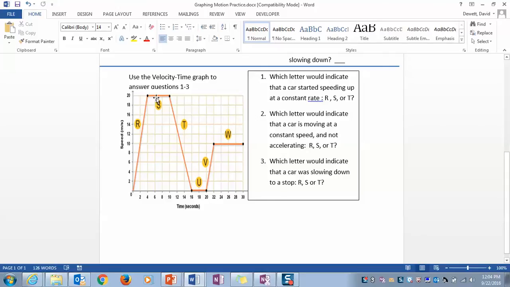Number 2, which letter would indicate that a car is moving at a constant speed and it's not accelerating? Of course, that would be S. So it's constant speed. Look, it's going 20 meters per second, so it's moving, but it continues to remain at 20, so it's not accelerating. And then lastly, which letter would indicate that a car was slowing down? T.